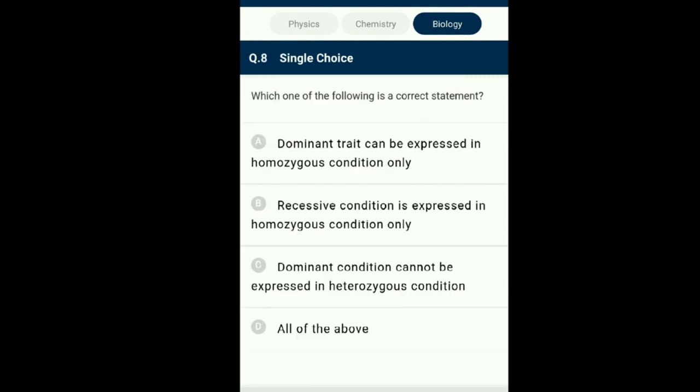Question number 8. Which one of the following is correct statement? Alleles produce opposite and contrasting phenotypes. When 2 alleles of a gene are identical, they are homozygous, and can be either dominant, that is capital A, capital A, capital B, capital B, or recessive, small a, small a, small b, small b. And when the 2 alleles are different, the individual is heterozygous and made up of 1 dominant and 1 recessive allele, capital A, small a, capital B, small b. In heterozygous condition, the dominant allele is able to express and the recessive allele is hidden, and the recessive condition is expressed in homozygous condition only. So the answer for this question is option B. Recessive condition is expressed in homozygous condition only. That is the correct statement.